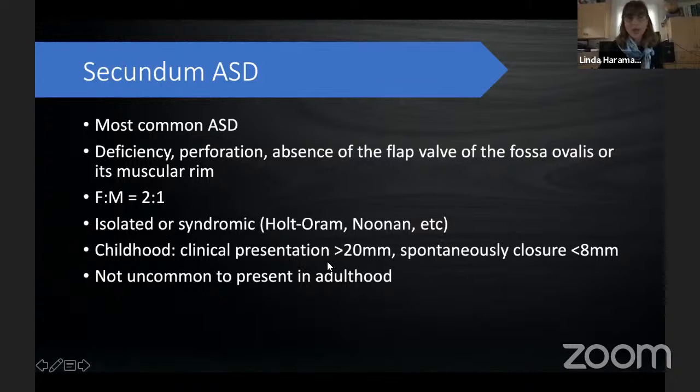When it presents in childhood, it tends to be the larger defects, although you can hear murmurs from small defects, and spontaneous closure of small ASDs is actually very common in childhood. However, adult presentation of ASD is not uncommon.